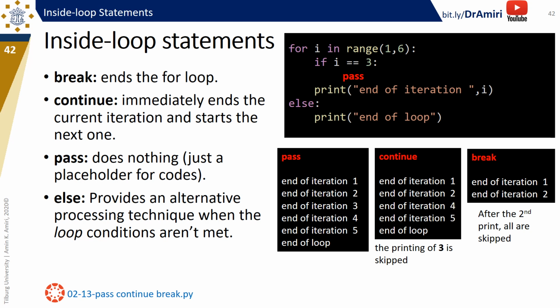If we replace pass with break, the for loop ends. As you can see here, 1 and 2 are printed. However, when the for loop sets I to 3, then the entire for loop ends because of that break command.